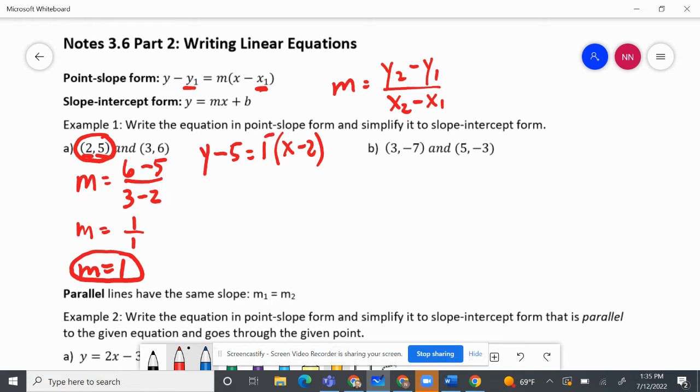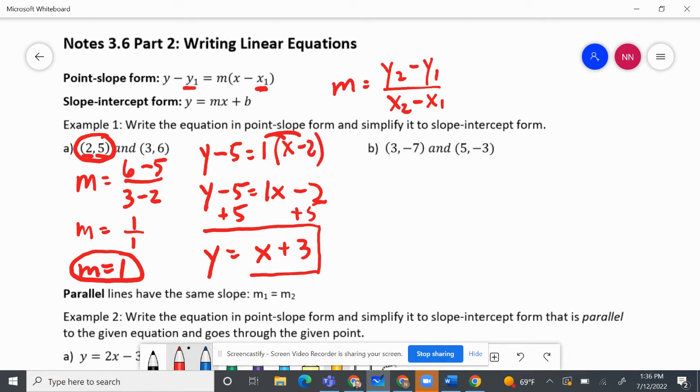Now, what we're going to do is simplify it, so we distribute the 1 to each of the terms. So y minus 5 equals 1x minus 2, or you could just put x. Then we're going to add the 5, and we have y is equal to x plus 3, or 1x plus 3. And that's our answer. Now, if ever you want to check to see if you're doing it right, what you could always do is use the other ordered pair, the 3, 6. If you plug a 3 in there, 3 plus 3 is 6, so we know we did it correctly. So that's one way of checking to see if you did it correctly or not.